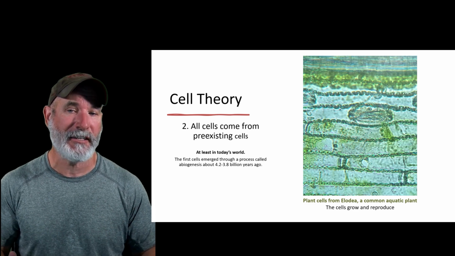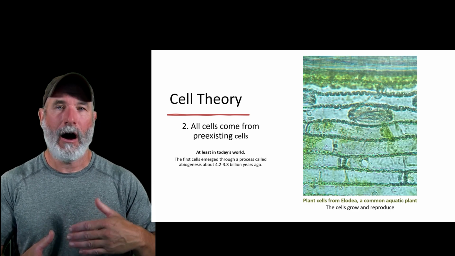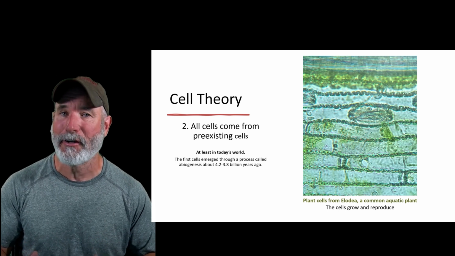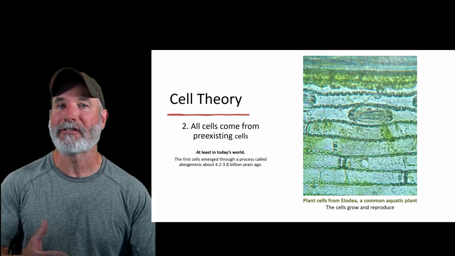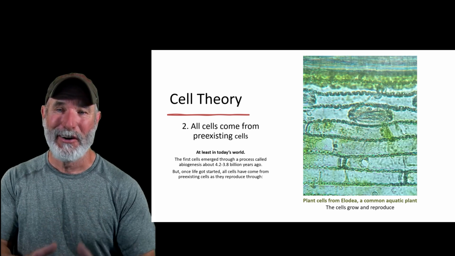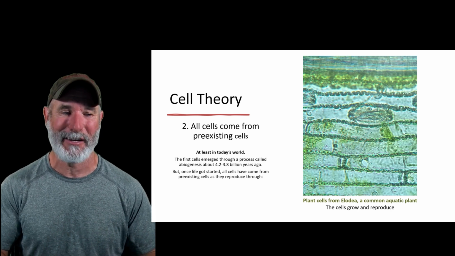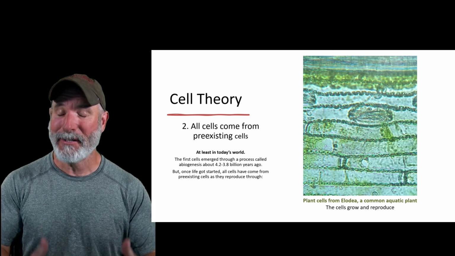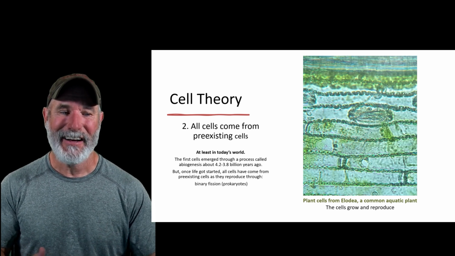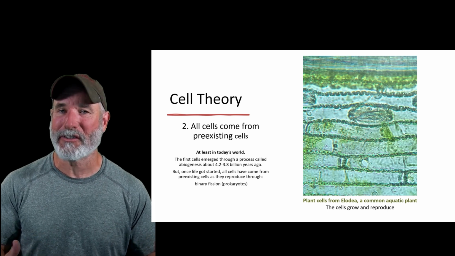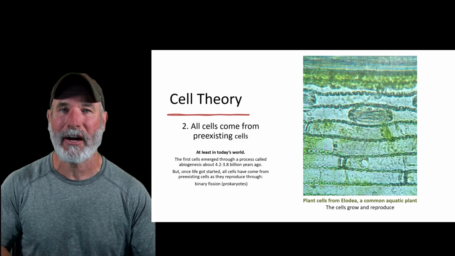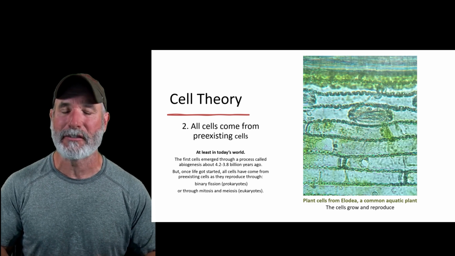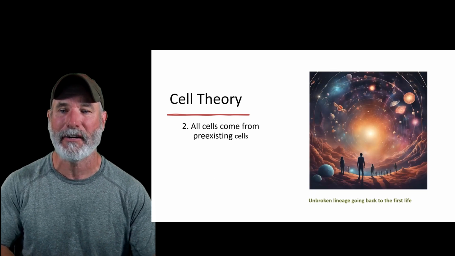or at least in today's world. Now, if you go back to the origins of life, abiogenesis, somewhere, I don't know, 4.2 to 3.8 billion years ago, of course, life emerged when geochemistry transitioned to biochemistry. But once life got started, it's been going ever since. And these cells have been reproducing. The first cells all reproduced by binary fission in prokaryotes. Later along, the eukaryotes evolved and they reproduced by mitosis and meiosis. And we'll get to that in another lecture.